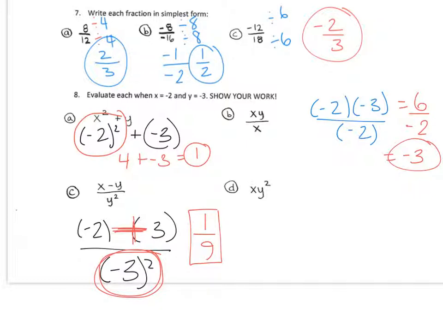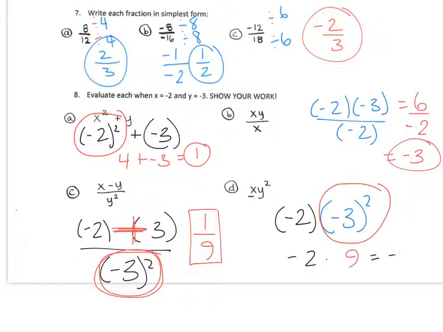And then the last one, D, is x, put it in parentheses, negative 2. Y squared, put that in parentheses, negative 3 squared. You need to do the squared first. So negative 3 squared is negative 3 times negative 3, which is 9. And then negative 2 times 9 is negative 18.